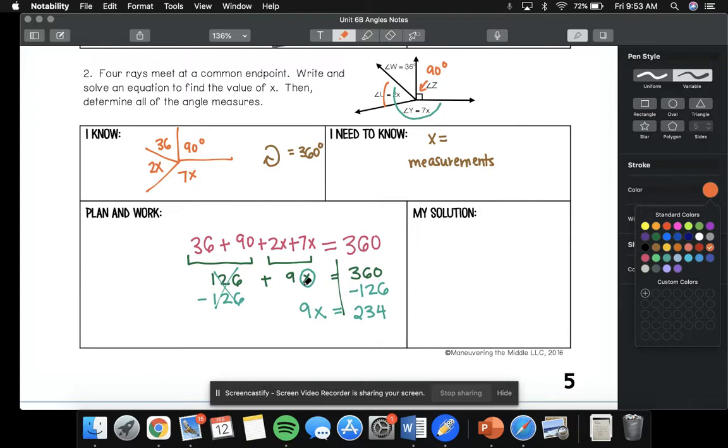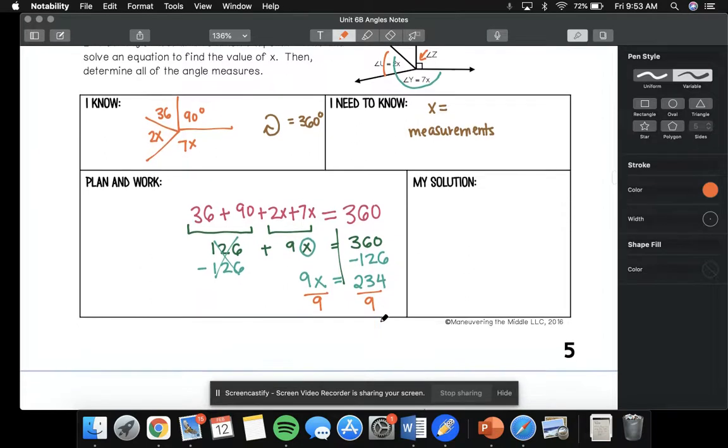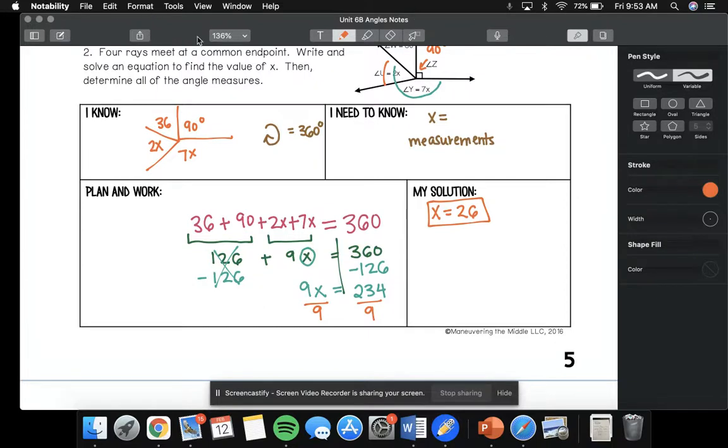Well, I don't really care about 9 x's. I want 1 x. So I'm going to take 234 and cut it into 9s, and I get x equaling 26. Now we're about 80% of the way done. We have figured out that x is 26, but we still need to figure out what the angle measures are. So I know that this right here is 2 x's, or 2 26's, which would be 52 degrees. And this amount is 7 x's, so 7 26's would be 182.